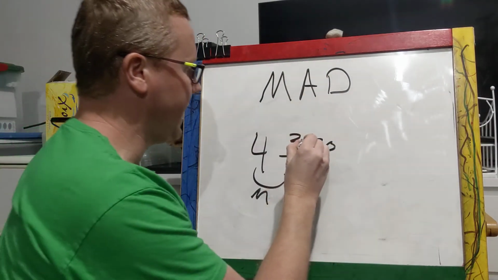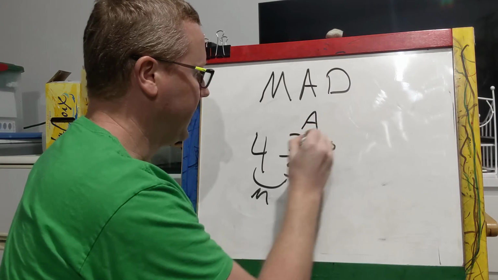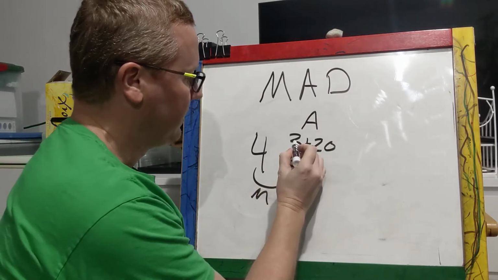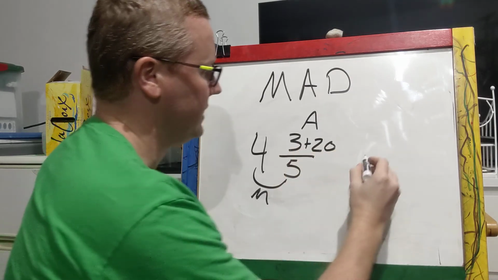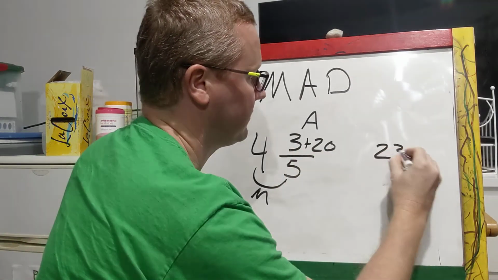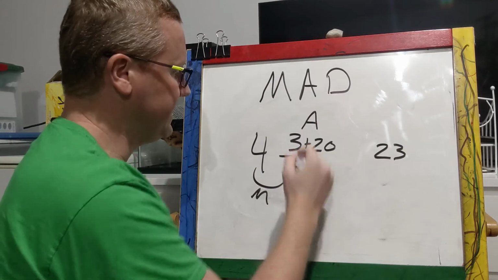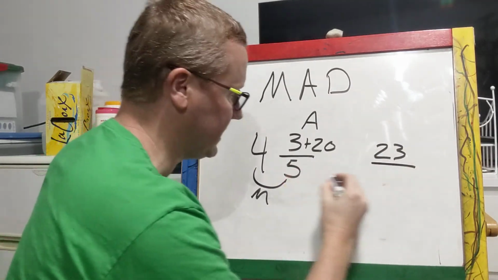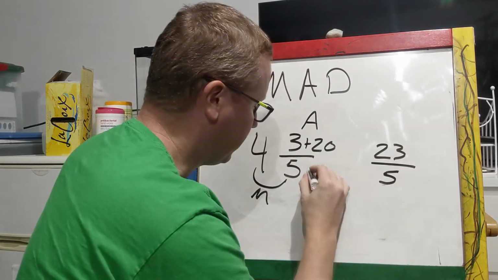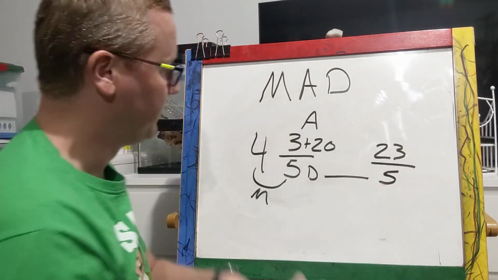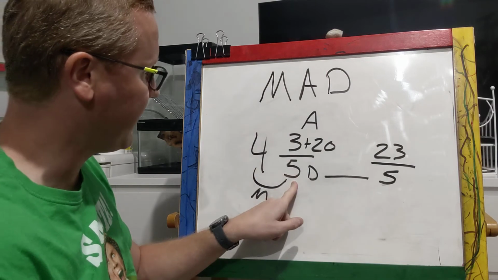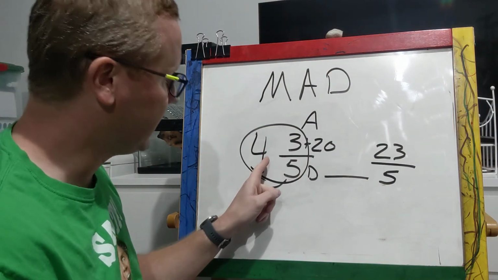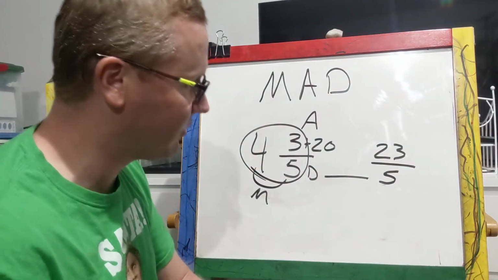Next, we need to add. Add these two numbers, M-A. 3 plus 20 is 23. And then the last, D, denominator stays down. So the denominator stays the same. Put a D here, and it goes over there. So 4 3/5, the fraction we started with, as an improper fraction is 23/5.